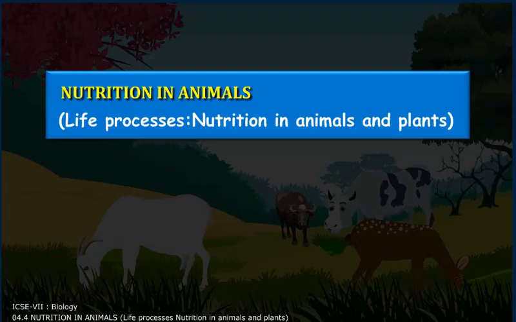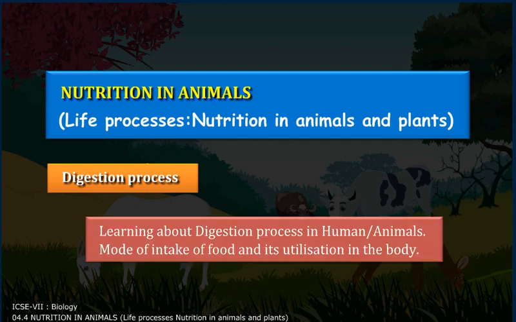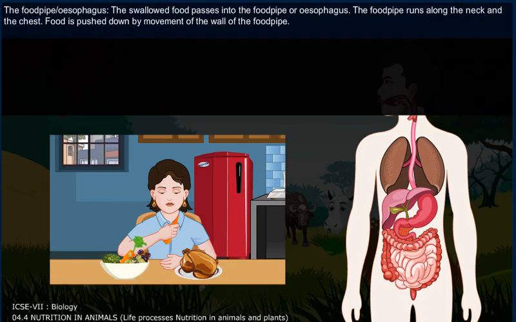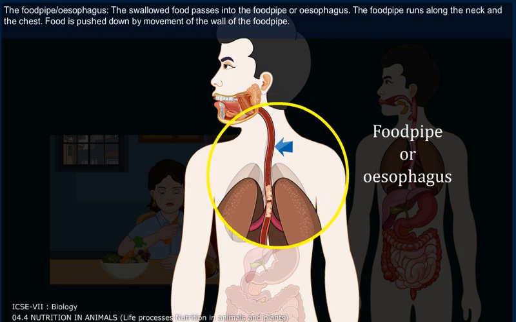Nutrition in animals. Digestion process. Learning about the digestion process in humans and animals, the mode of intake of food and its utilization in the body. The food pipe, esophagus. The swallowed food passes into the food pipe or esophagus.